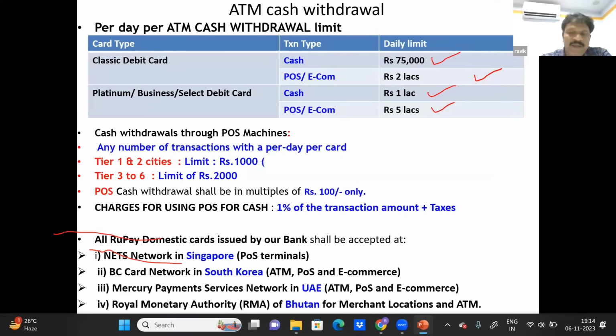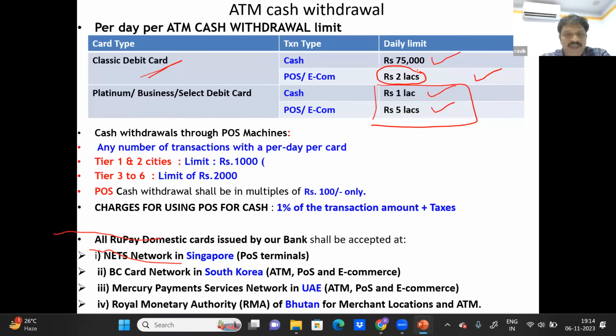Now as an individual, as a banker, we are using this card and we know these limits. 1 lakh cash and POS is 5 lakhs. But remember, if examiner asks classic debit card, the amounts are less. 75,000 for cash. POS is very, very dangerous. Don't get confused. It is 2 lakhs only when it is a classic debit card.